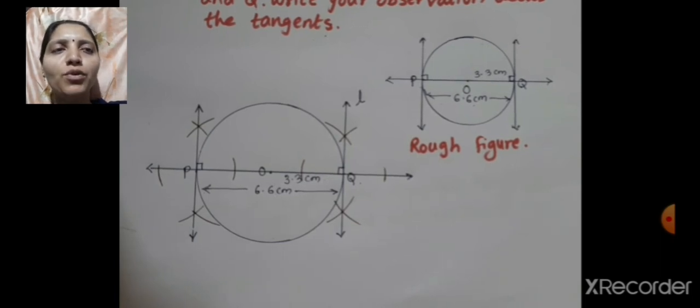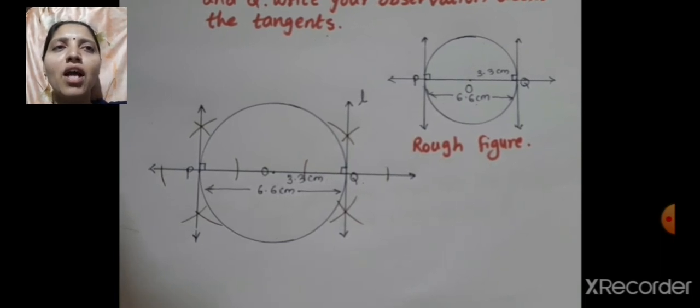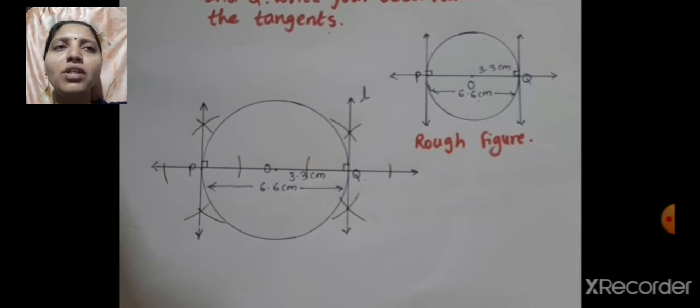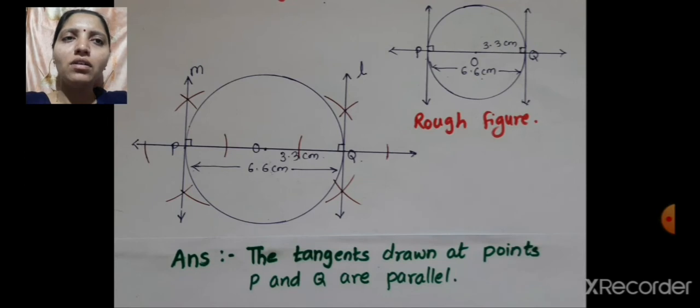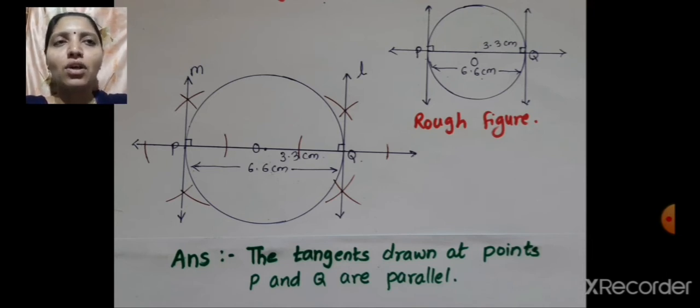So I hope you all have understood. Now you have to write the observation regarding the tangents of the circle. You can see here that these two tangents are parallel to each other. So you have to write the answer as: the tangents drawn at points P and Q are parallel. So this is your observation. I hope you all have understood this sum.